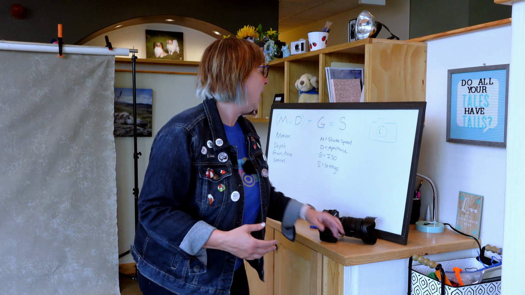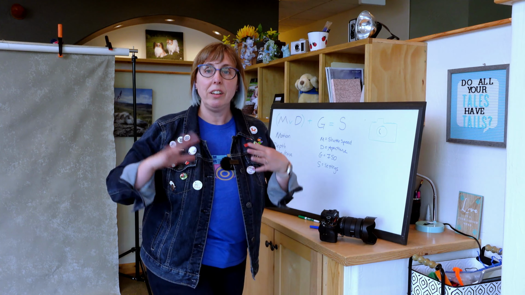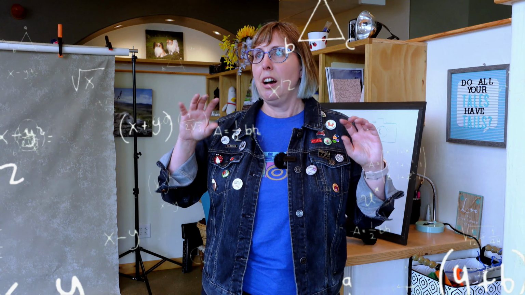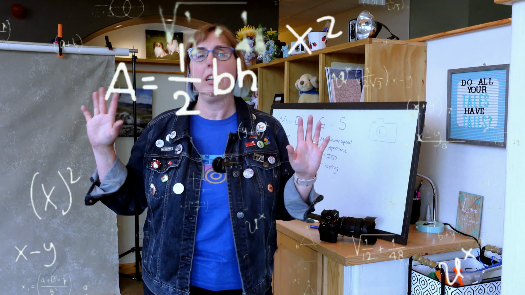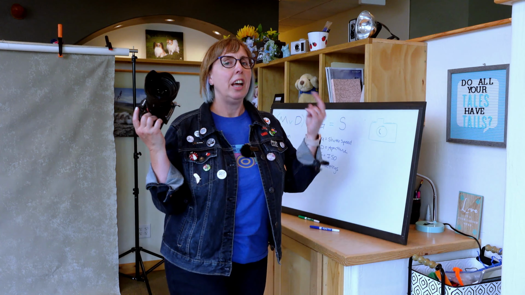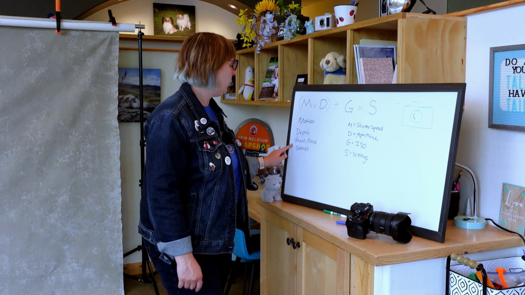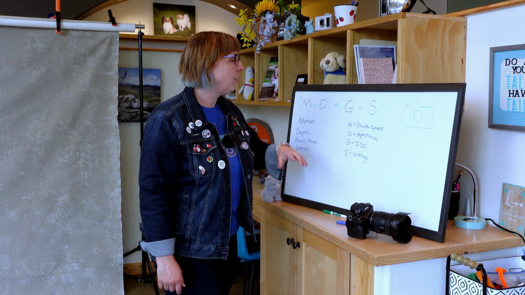I hope this makes sense to you. It really makes sense to me. It's lots easier to think of your motion versus depth, add in your grain and you have your settings, than the exposure triangle and all of the formulas and equations and all of that out there, okay? So next time you're on location and you don't know where to start with your settings, think of MyDoGS. That's all you need to do. M versus D, add in the G, then you have your S, right? Motion, depth, grain equals shutter speed, aperture, and ISO, and then you have your settings. That's it. That's all you need to know.